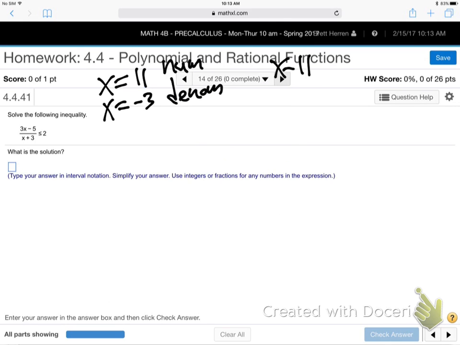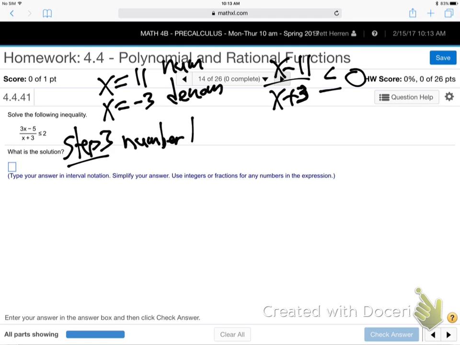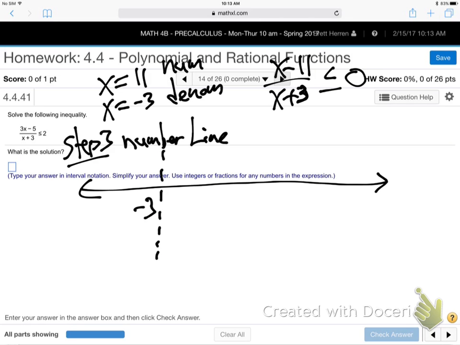Let me write down what we have: x minus 11 over x plus 3, less than or equal to 0. Okay, so step 3 is the number line. Put those on the number line. So we got -3, which is a vertical asymptote, and positive 11 is just a normal x-intercept. We good there? We're not going to touch the negative 3, because you never touch a vertical.